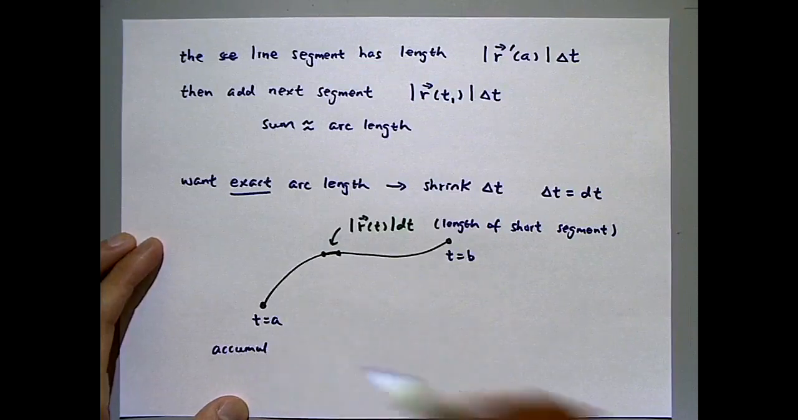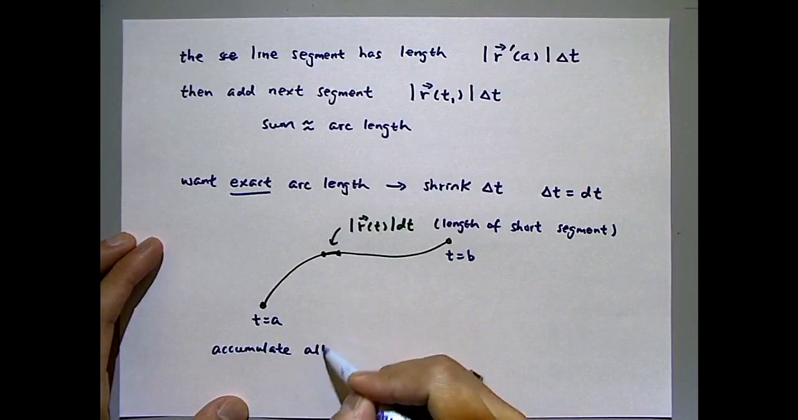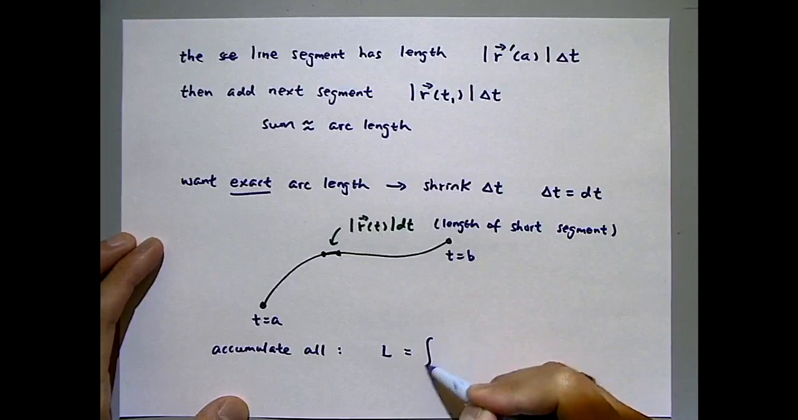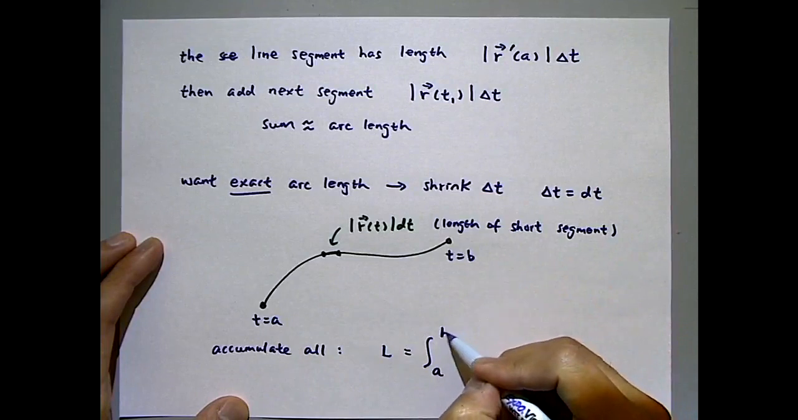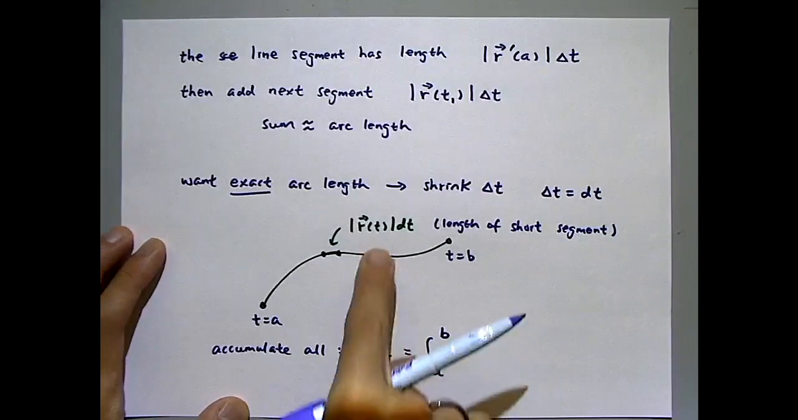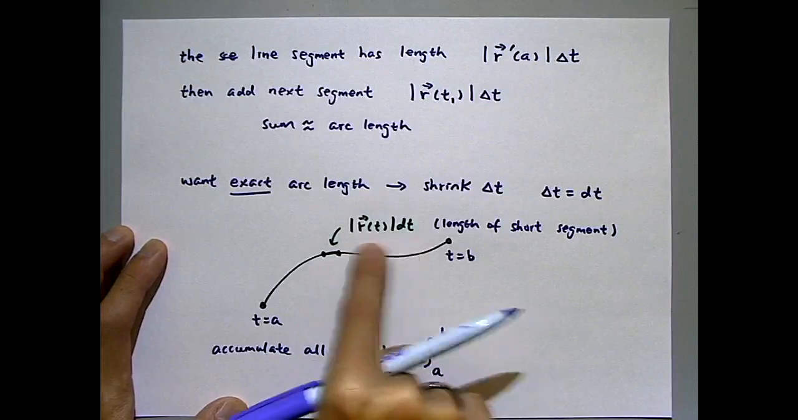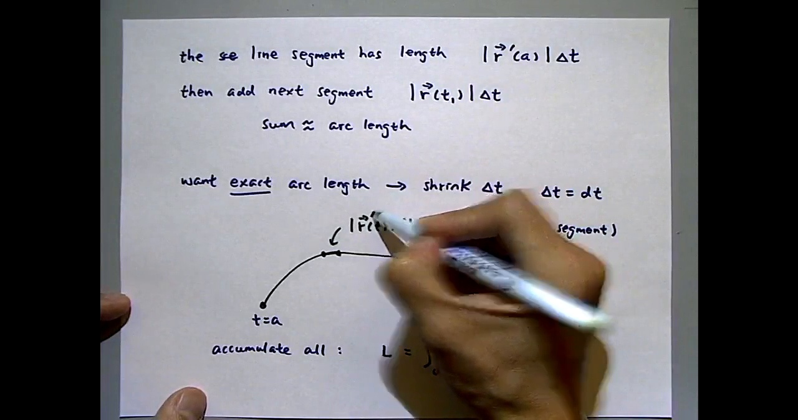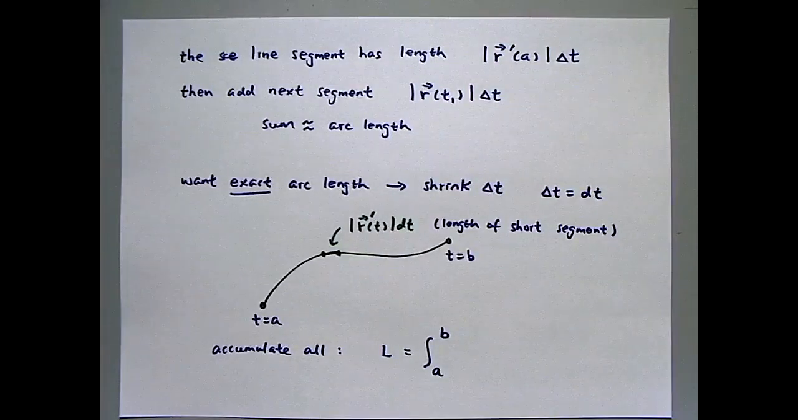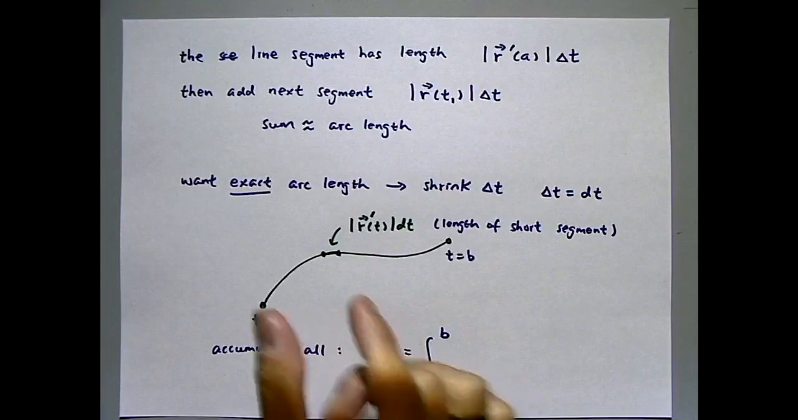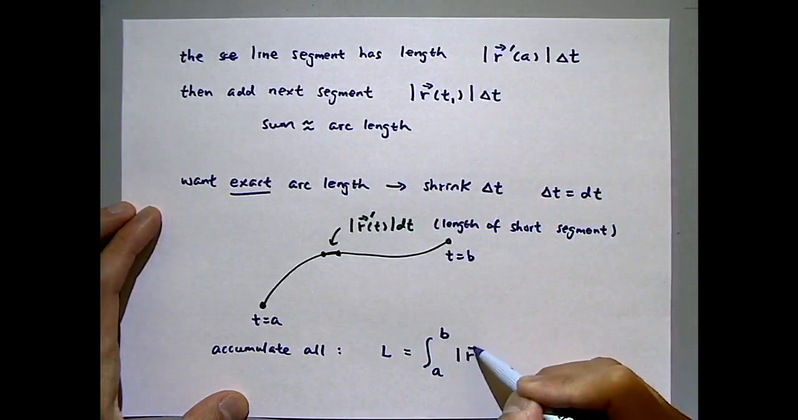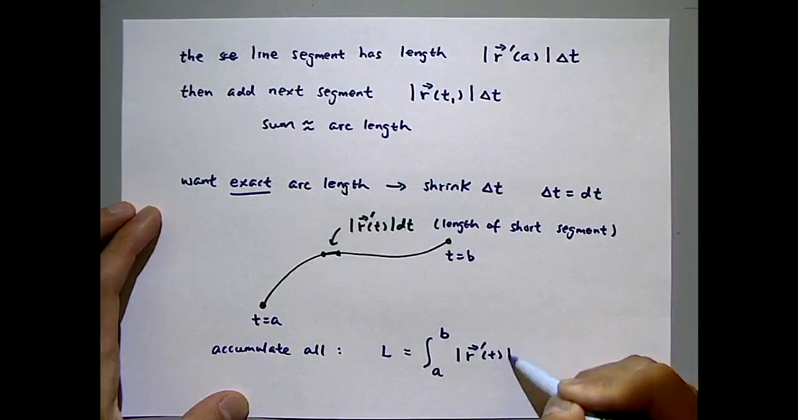How do you spell that? Accumulate. We'll call the length L, and we get that by integrating from starting time a to the end time b. And what do we integrate? We integrate these short little segments. Each one has a length of the magnitude of r prime. That's a prime here, sorry. Very important thing here: that's an r prime, right? You take the derivative, and the length of that will be roughly equal to the straight segment at that point. So we integrate the magnitude of r prime of t times dt.